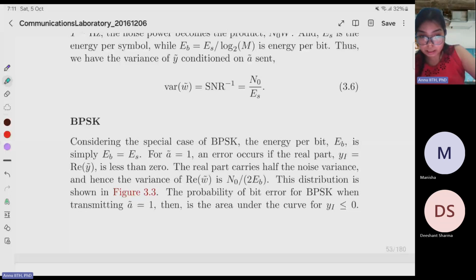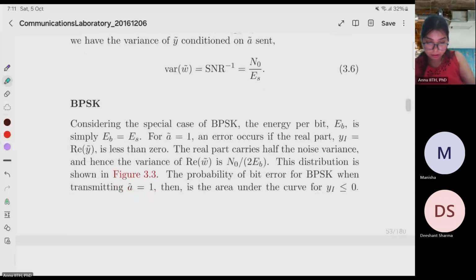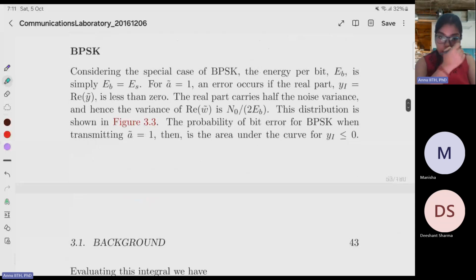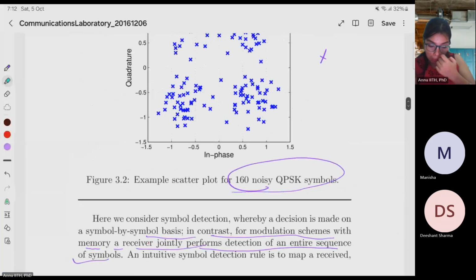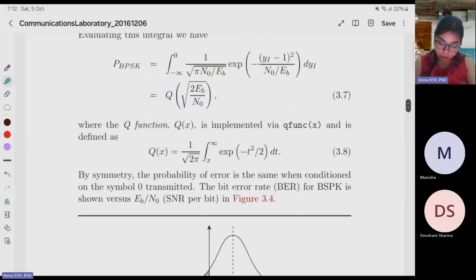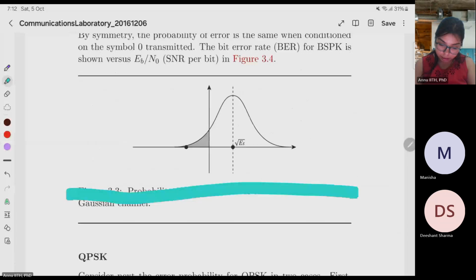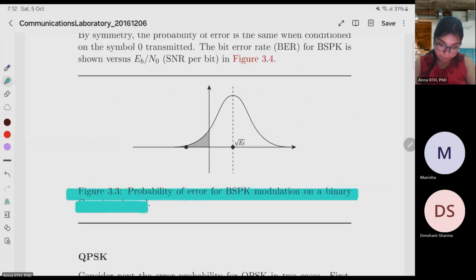So the distribution is shown in figure 3.3. Try to understand what I'm trying to say here. The distribution is shown in figure 3.3. This is the probability of error for BPSK modulation on a binary Gaussian channel. The probability of bit error when transmitting 1 is then the area under the curve where Y is less than or equal to 0.